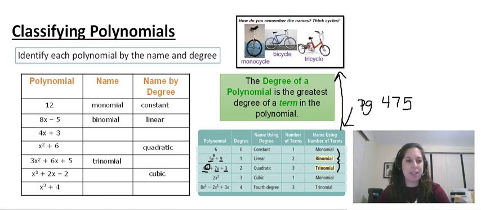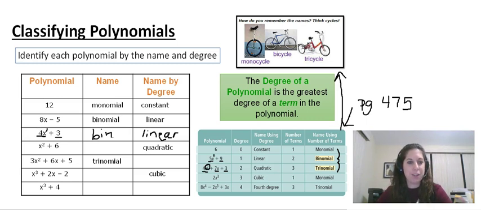So let's do some examples. Let's try and fill in this chart over here. 4x plus 3. What is its highest degree? Well, its highest degree is a 1, so this would be a linear. And then how many terms are being added or subtracted? Well, there's 2 terms, so this would be binomial.